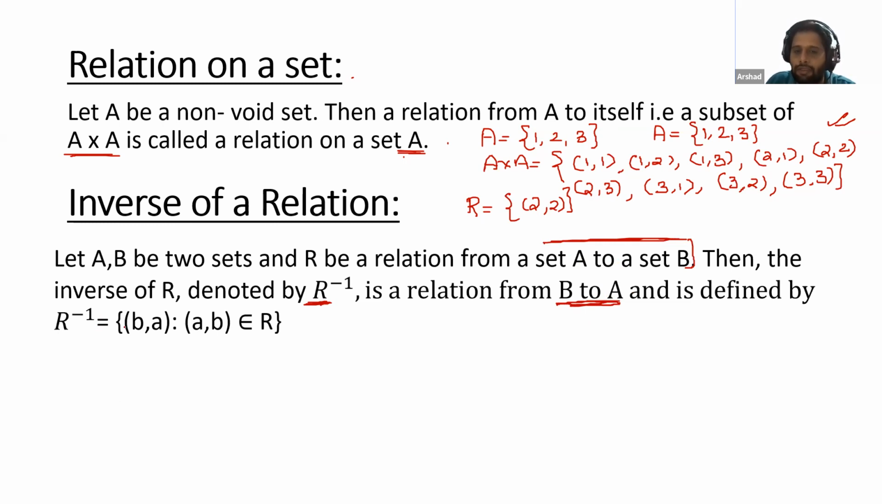And it is defined like this. If you have R, for example, R is A comma B, then the inverse will become B comma A. So we can represent it like this: R inverse is the set of B comma A such that A comma B belongs to R. Here we are given that A comma B belongs to the relation R. So what will R inverse become? It becomes the opposite of A comma B, so here we will get B comma A.